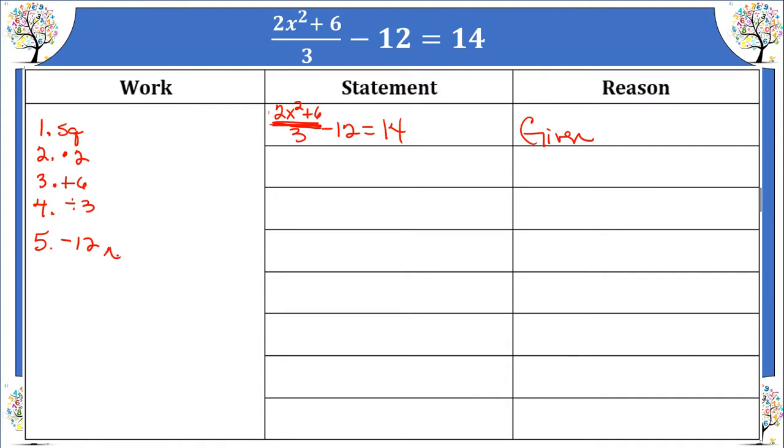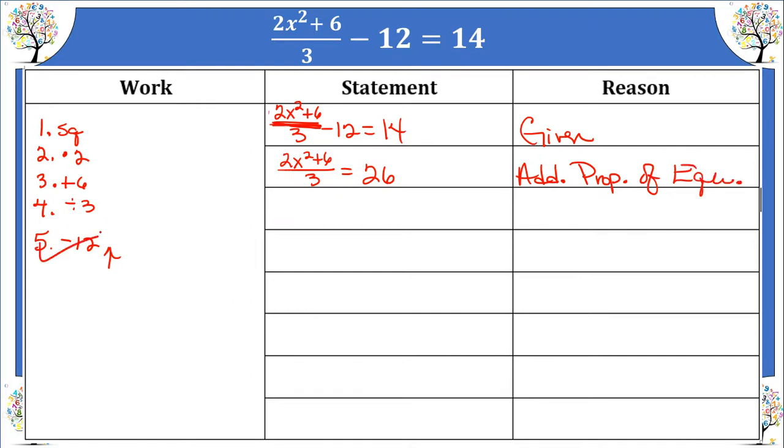Okay, so we're going to work backward, and we're going to get rid of the subtraction by adding. We're going to add 12 to both sides. And when I do that, I eliminate the minus 12 on the left, and then I get 26 on the right. So this was the addition property of equality.